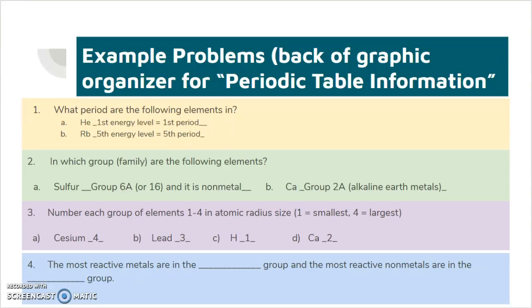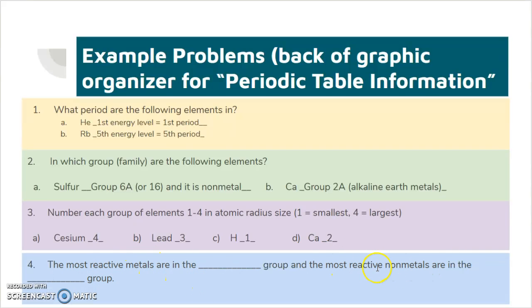The most reactive metals are in which group, and the most reactive nonmetals are in which group? Okay, so remember, most reactive metals, these are ones that are easier to get rid of their valence electrons, and that's because they have fewer valence electrons and bigger atomic radius. So these are going to be the ones that are in the far left column, since it's looking for an entire group or family. So the far left column we would call the alkali metals. So that's the answer for this one. The alkali metals are the most reactive metals.